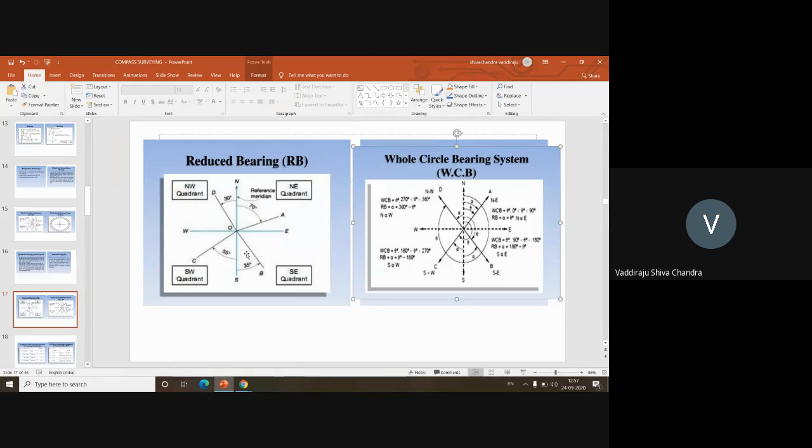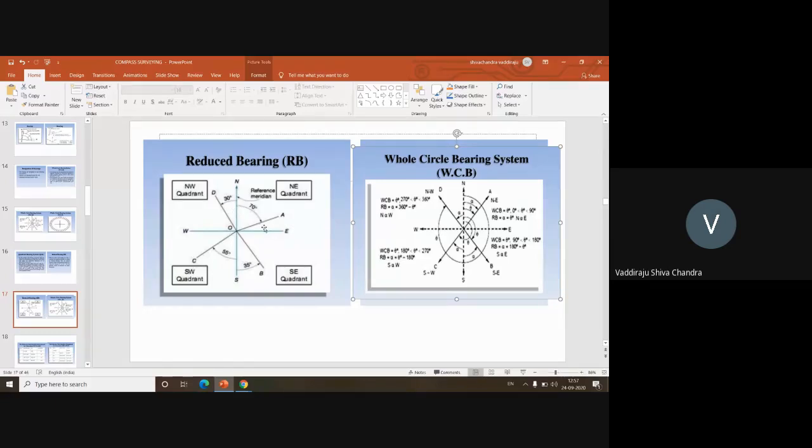So the same value which you are observing in the field can be represented either in the whole circle bearing system format or in the reduced bearing system format. The only difference is in the whole circle bearing format, the whole angle will be measured only with respect to the north direction. But in reduced bearing, you will be measuring the bearing in the quadrant in which the line lies. If OB lies in the southeast quadrant, you are going to give the representation as south 35 degrees east. For OA, the representation is north 70 degrees east because it is in the northeast quadrant.